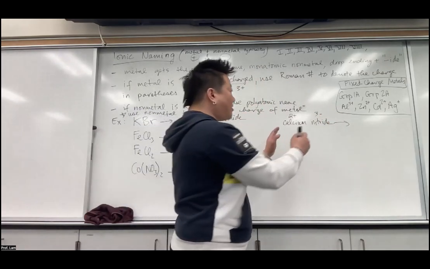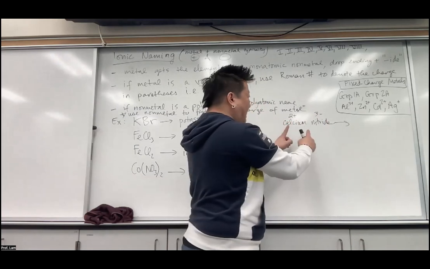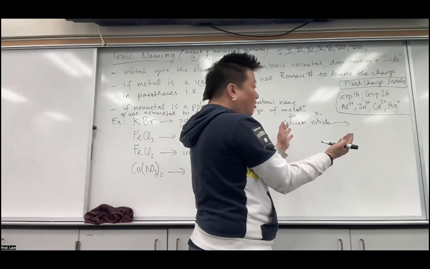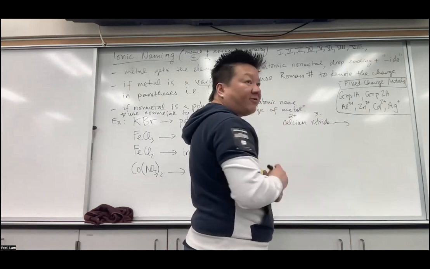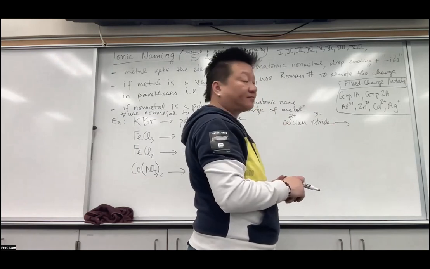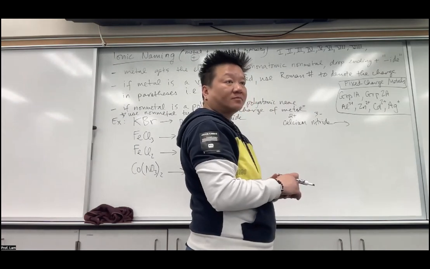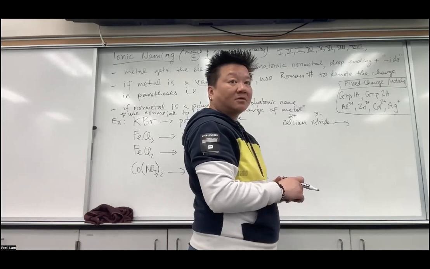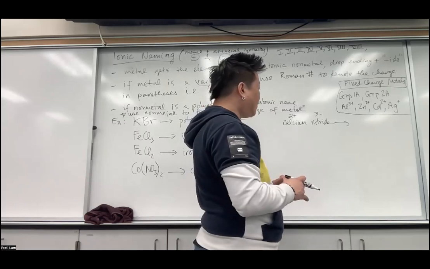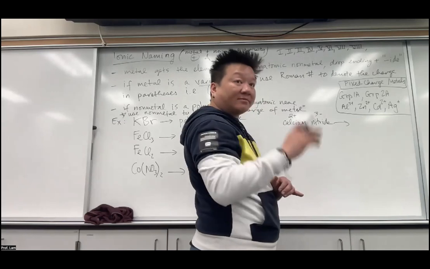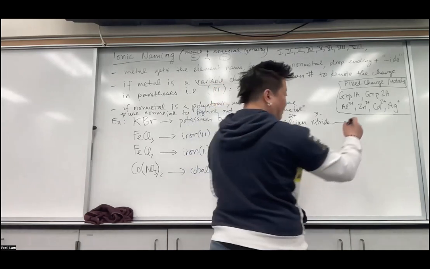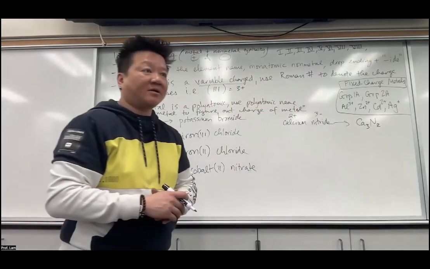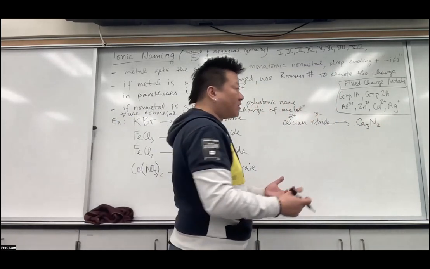Okay. So now I know I need to put this together to be neutral, but I can't put 1 with 1. Would it be neutral? No. So figure it out. How many do I need of each to get to be neutral? That's right. 3 of the calcium, 2 of the nitrides. So Ca3N2. Okay.